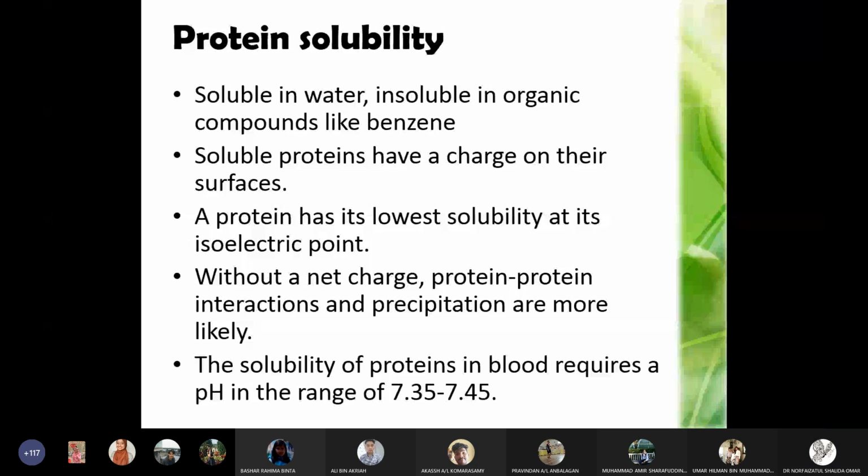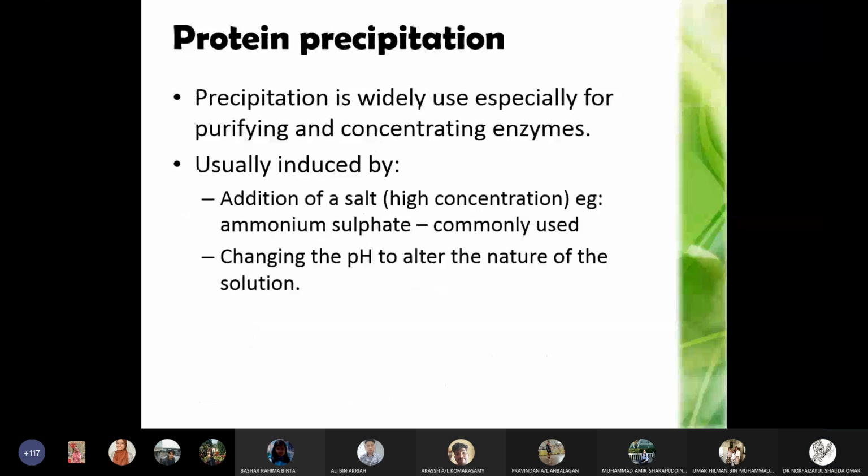Next is protein precipitation. Specific precipitation may be used if you want to extract the protein. Addition of salt or ammonium sulfate is mainly used, and then changing the pH to alter the nature of the solution. So when you add salt and change the pH, you cause the protein to precipitate, so it's much easier for you to isolate the protein. Mainly this is used to purify and concentrate the enzymes.